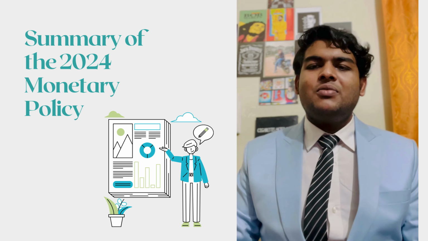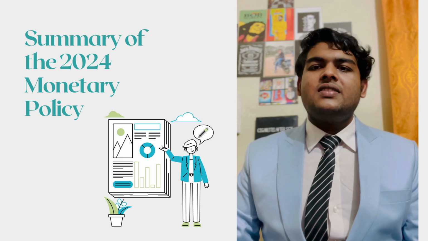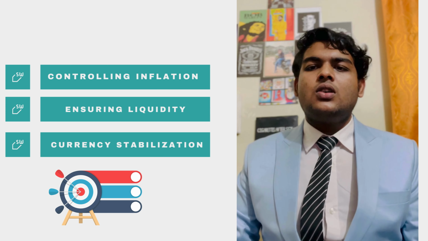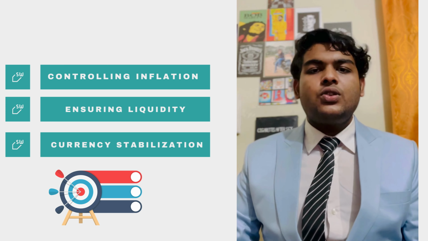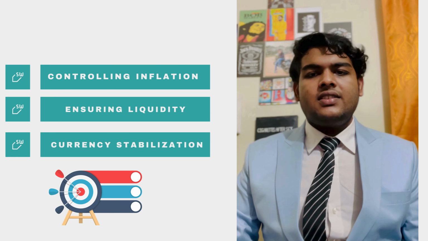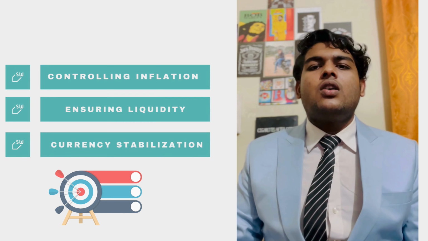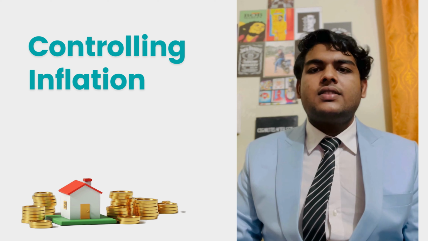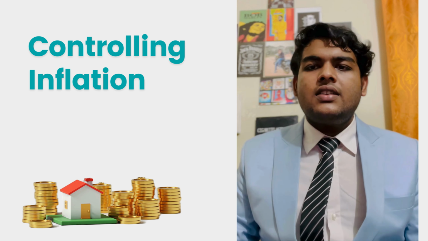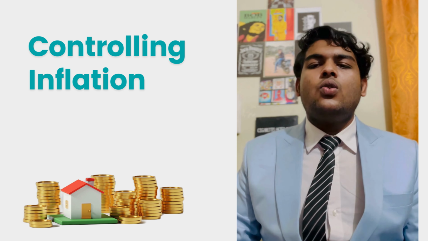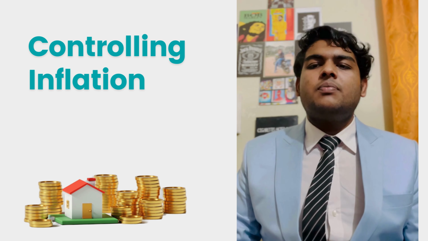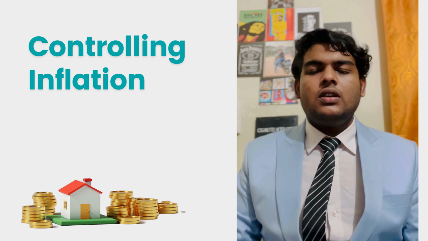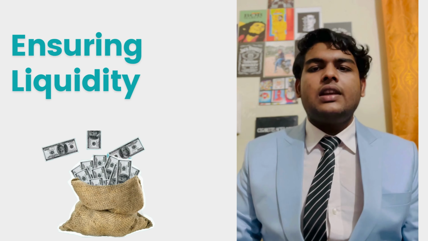Summary of the latest monetary policy. This year's policy is structured around three primary goals: controlling inflation, ensuring liquidity, and currency stabilization. Let's talk controlling inflation. The central bank has raised certain rates to control inflation, which has been rising partly due to global price fluctuation. And the second one, ensuring liquidity.